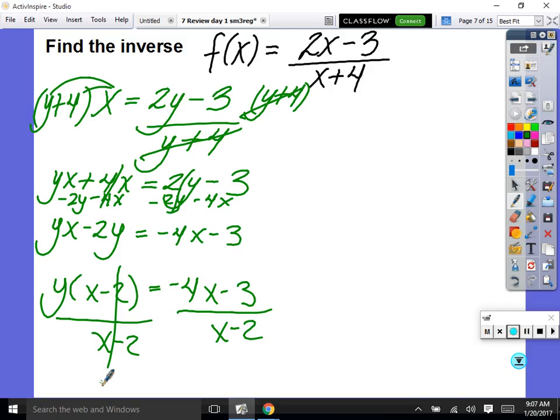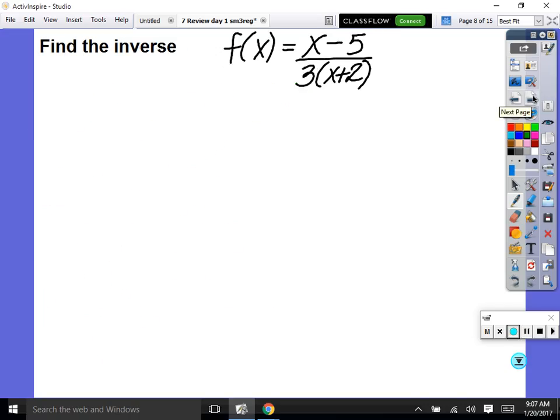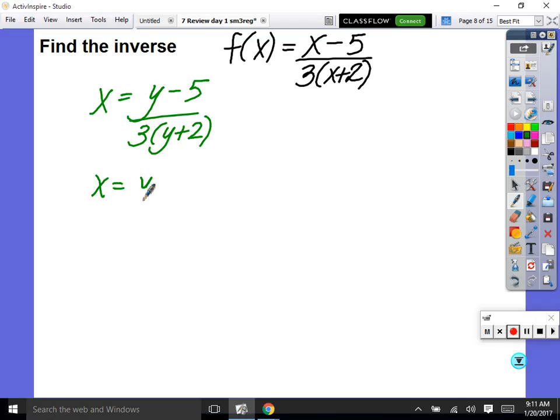You ready to try one by yourself on the whiteboard? Okay, go for that one. So, first thing, what should we do? There's many ways to go about this problem. Switch x and y though, right? x equals y minus 5 over 3, and then y plus 2, right? There's many ways to do this next thing. I'm just going to go ahead and multiply 3 and then rewrite this. Okay? So we have x is equal to y minus 5 over 3y plus 6.